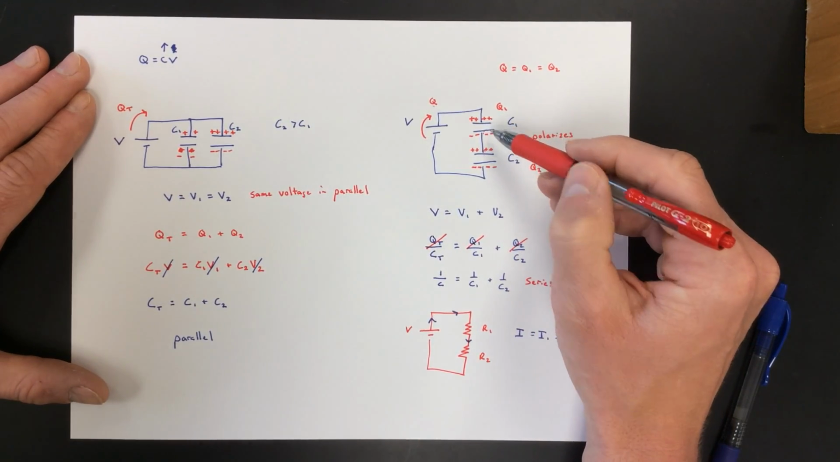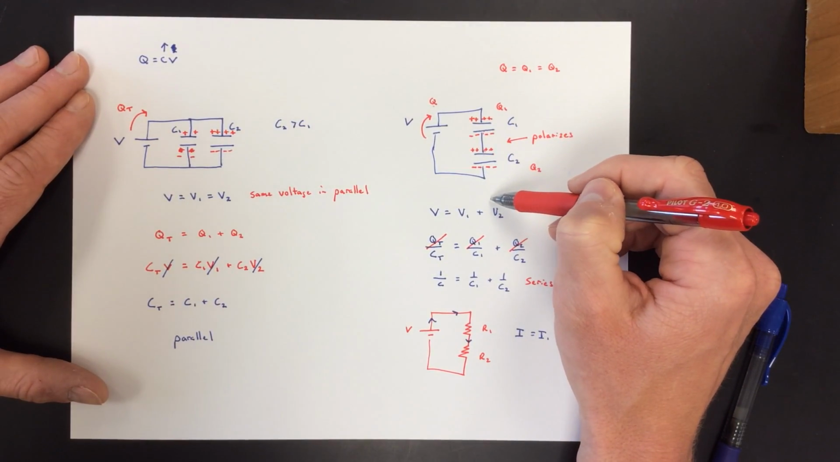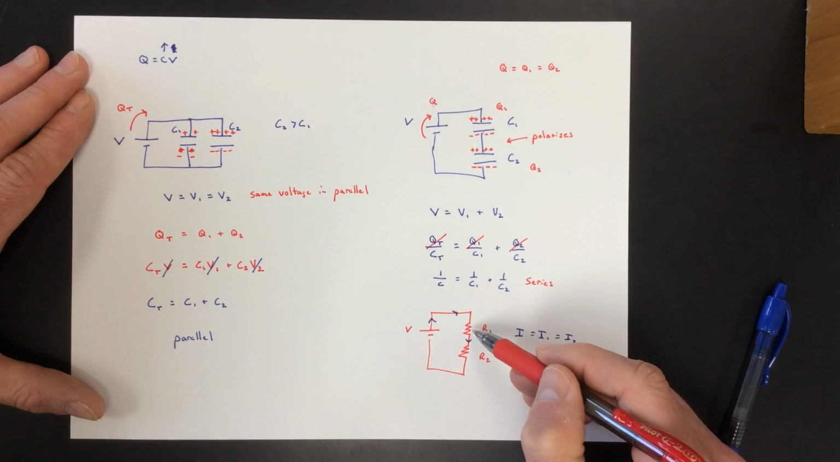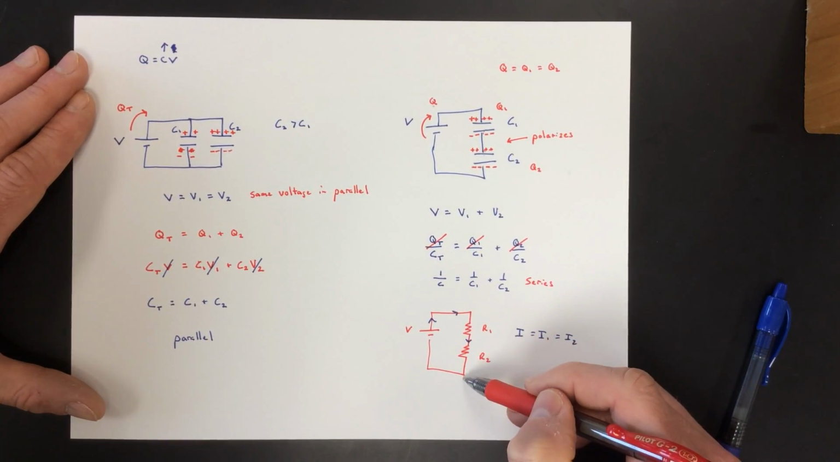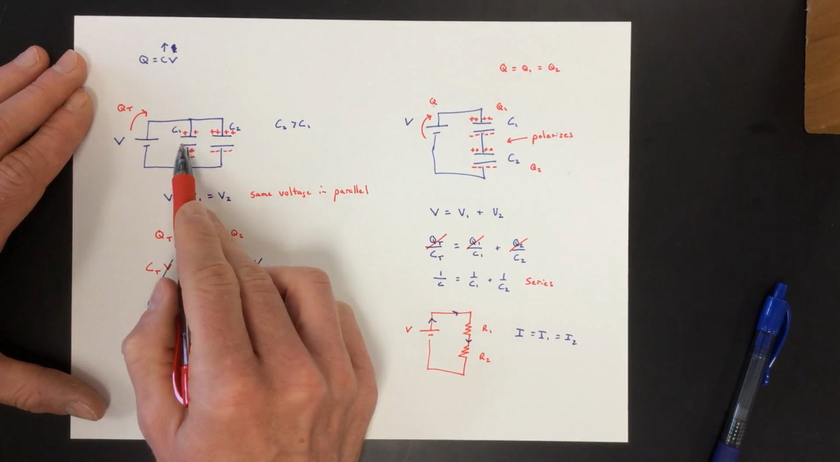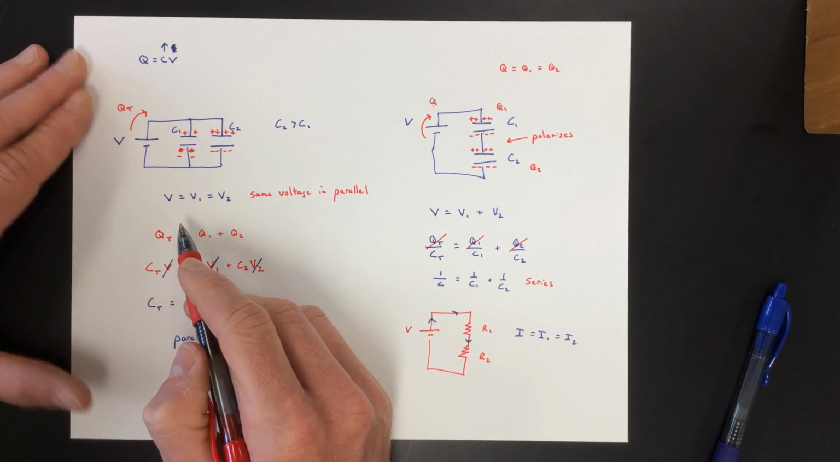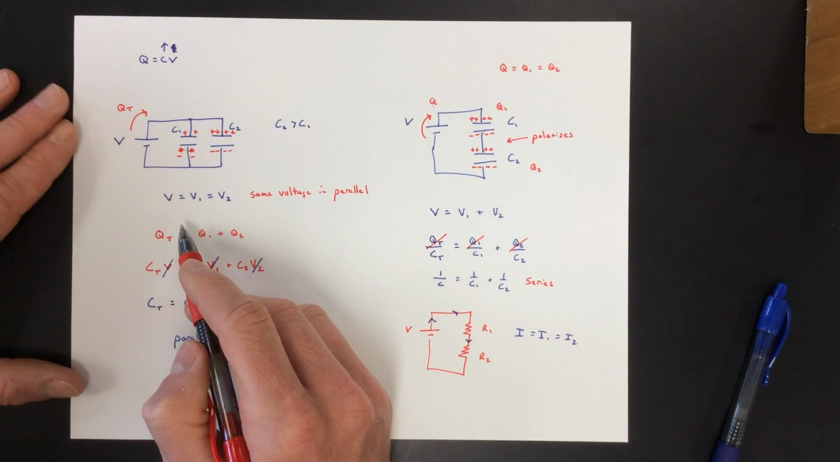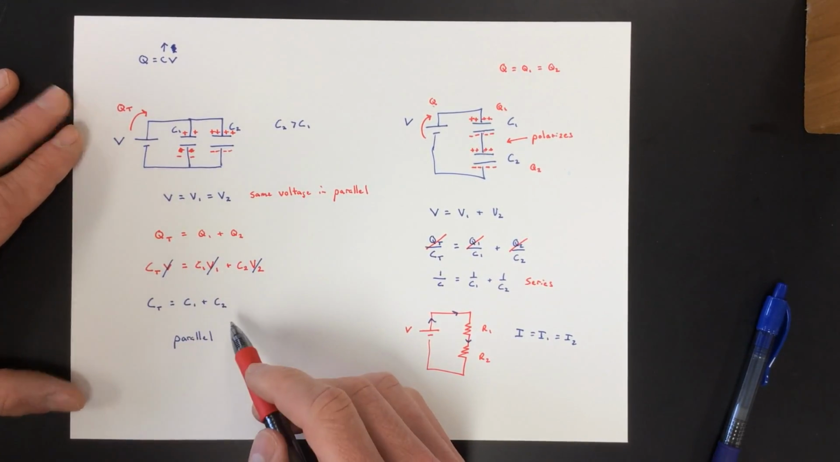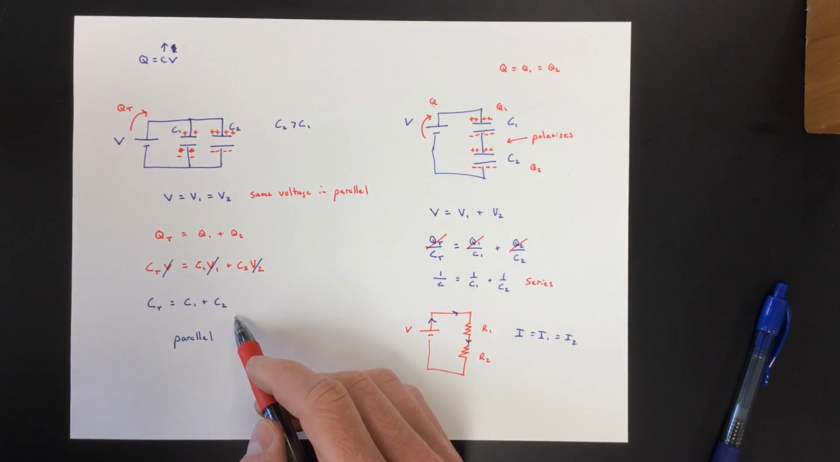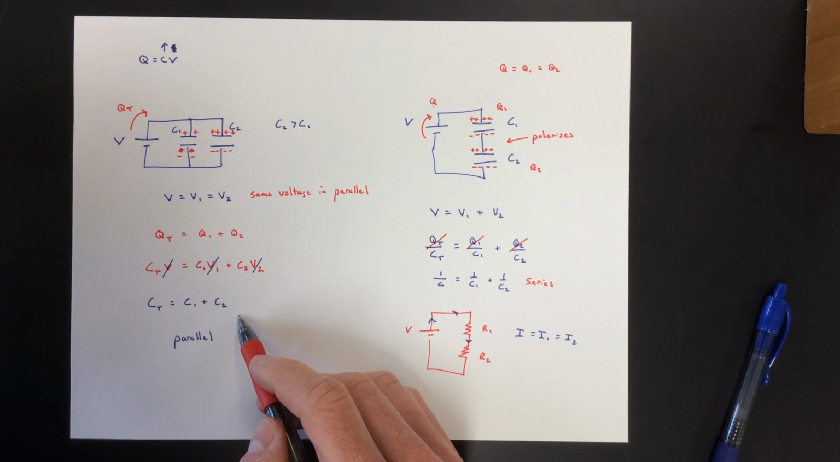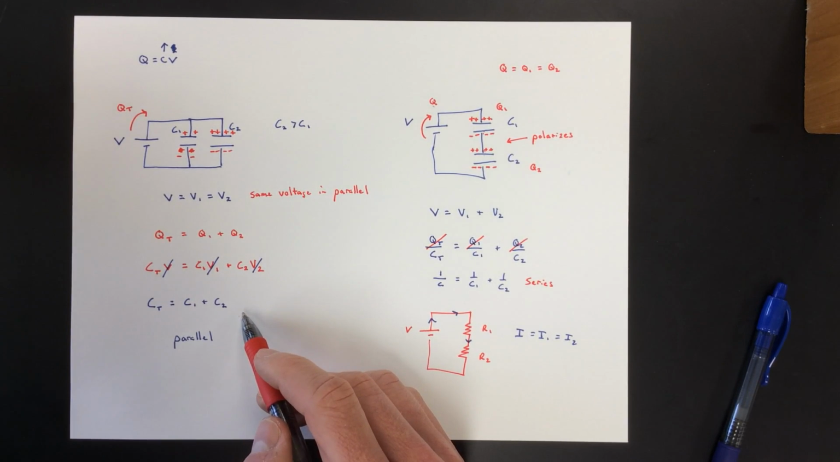Again, capacitors in series have the same charge, just like resistors in series have the same current. Capacitors in parallel have the same voltage, just like resistors in parallel have the same voltage. So they're very similar, and they lead to slightly different results just based on the relationship between Q and I. Okay, hopefully this helps kind of understand why those formulas are what they are.